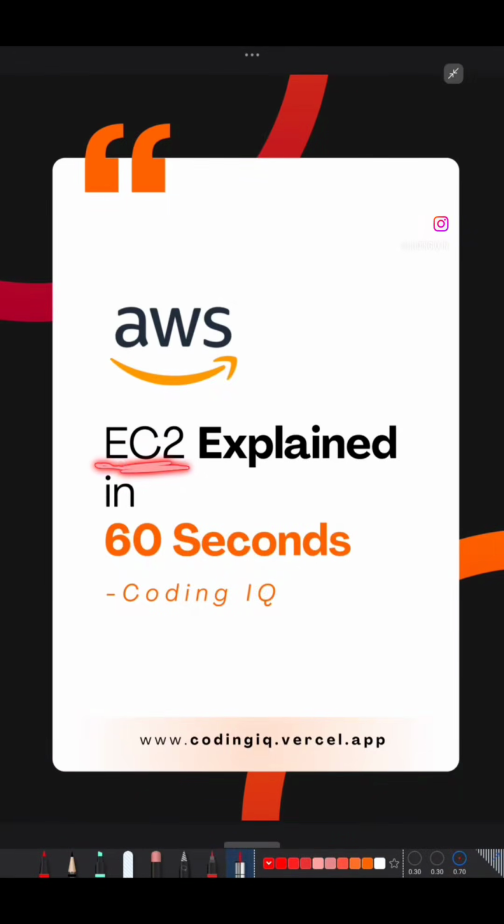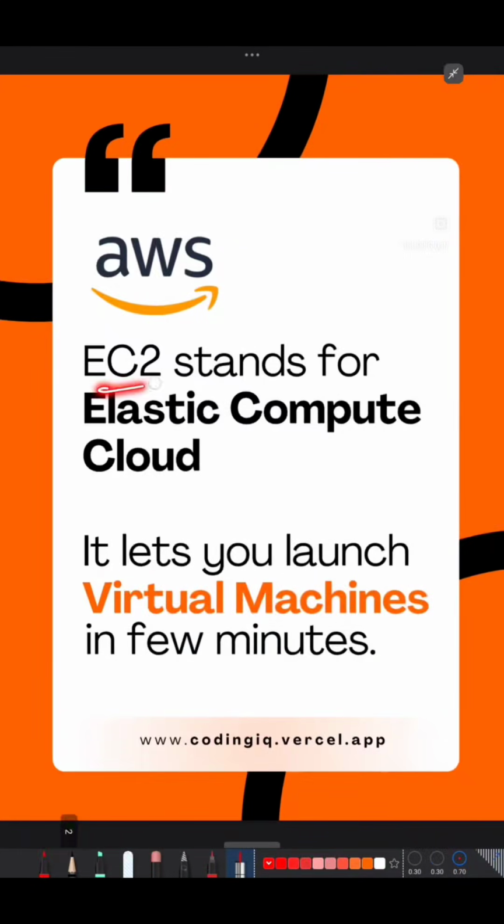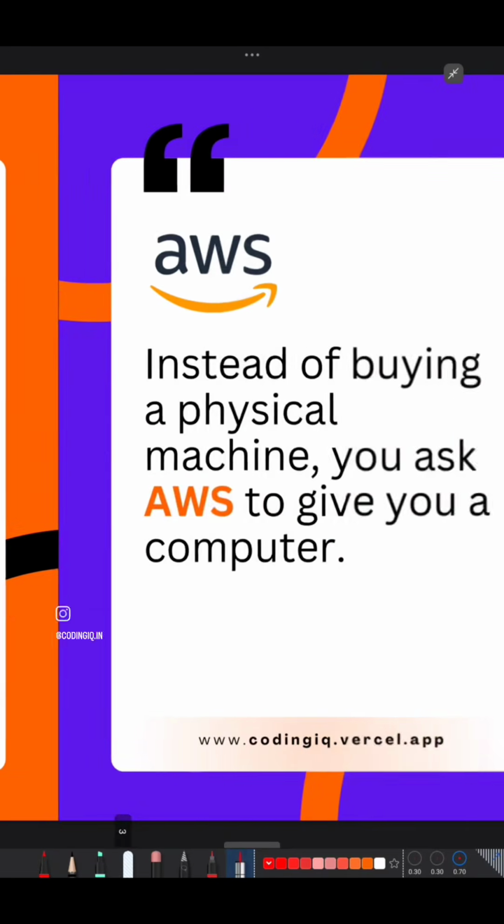AWS EC2 explained in 60 seconds. EC2 stands for Elastic Compute Cloud, which lets you launch your virtual machine in minutes.